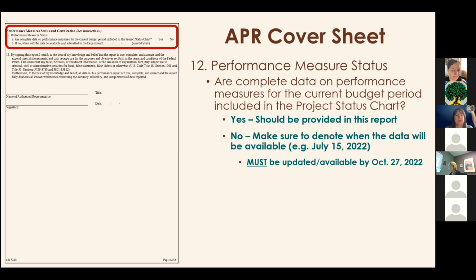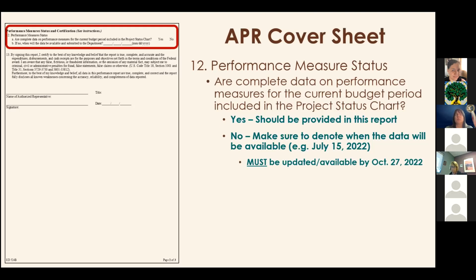Sometimes, and it's totally fine if they're not, but here if all of your data are not currently available, you click no, and then you're going to state when that data will be available. Maybe it's not available now, but it'll be available later this year. But you're going to indicate a date as to when that will be available.